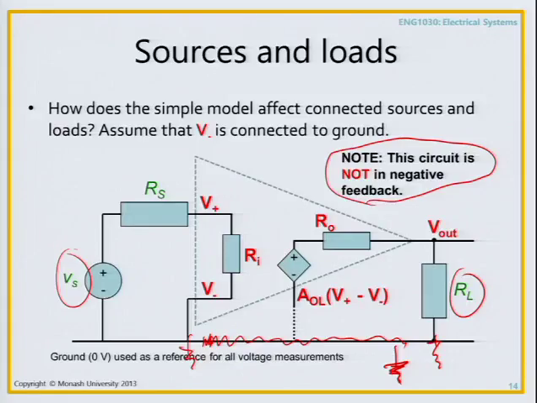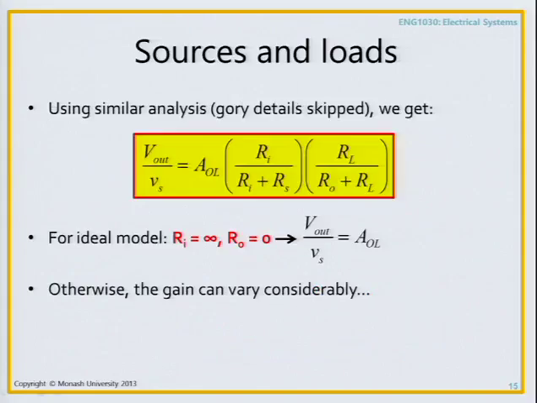I won't go through the big analysis. It's exactly the same. You get a current this way, you get a current through this way, and you equate. And what you get after you skip all the gory details is now the gain V out over Vs is equal to this mess. Now this mess, interestingly enough, relies on all of the resistors. So you've got Ri plus Rs, RL over RO plus RL.